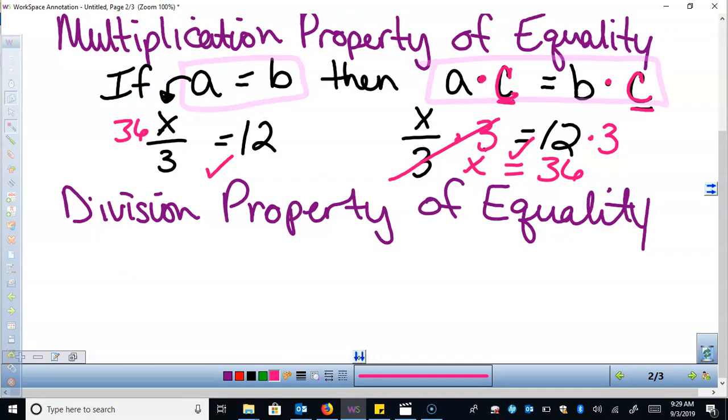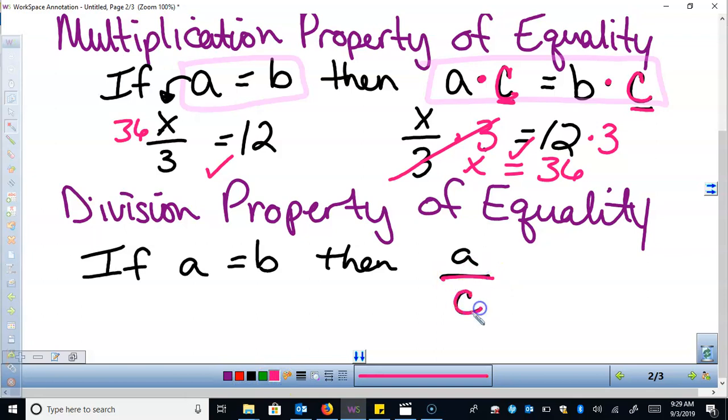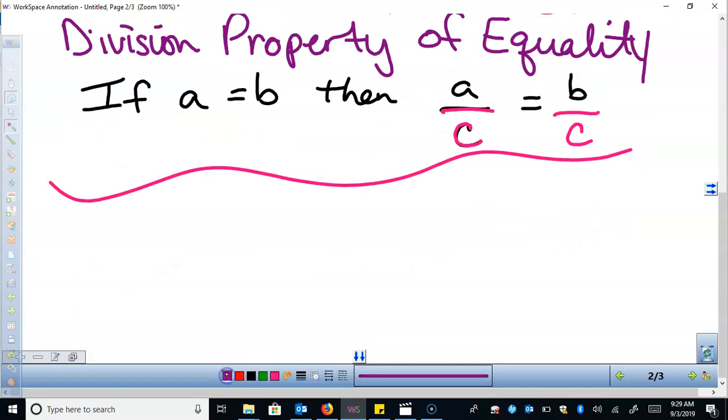We can utilize this same idea with the division property. I'm not going to go through an explicit example, but I will write the definition of the property. It says that if A equals B, then if I divide A by a value or an expression C, and I do the same thing to B, I again get an equivalent equation, which will help us solve these. Now let's dive into some examples.